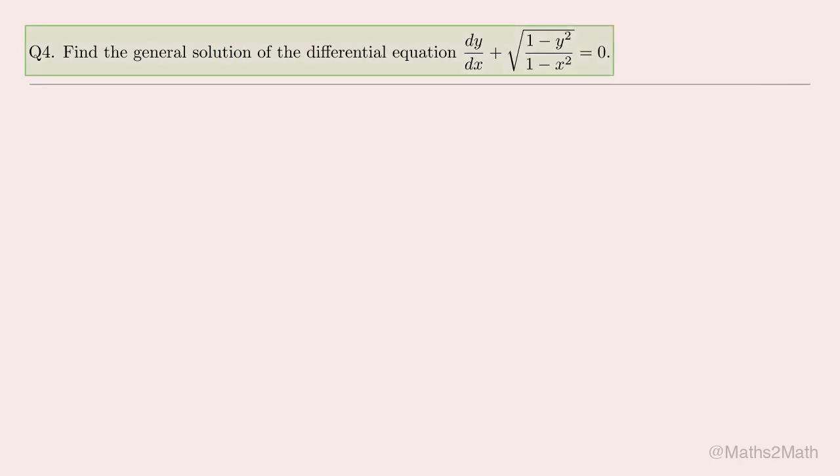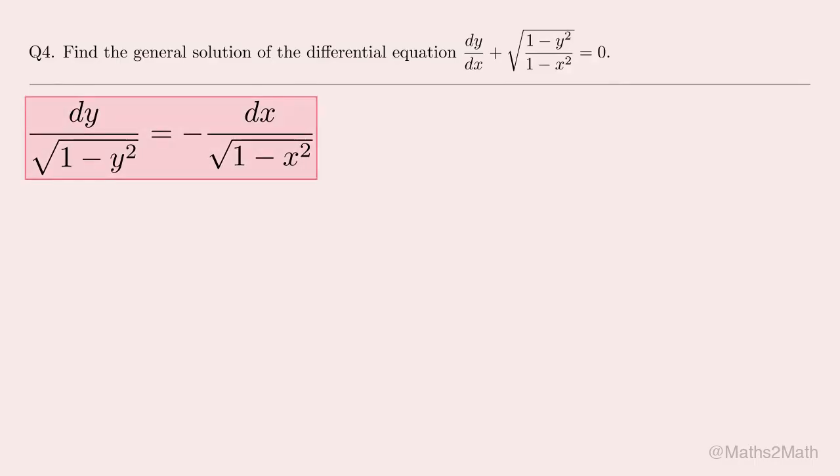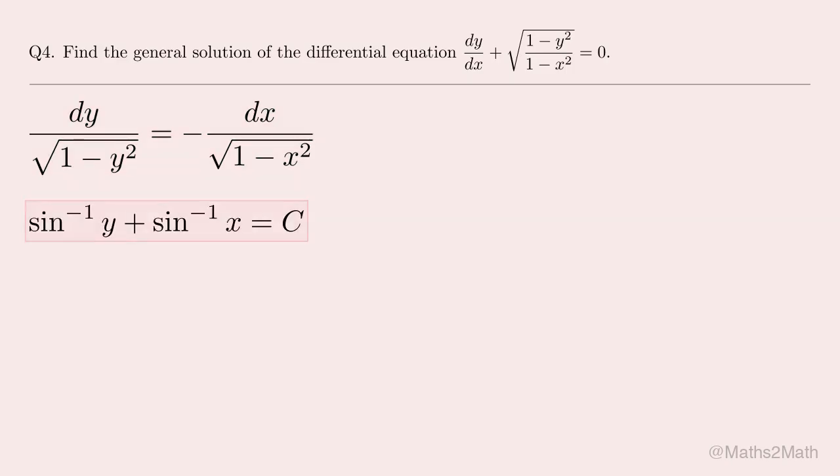Question 4. The roots split perfectly between the variables. 2 inverse sines appear. Separate dy over root 1 minus y squared equals minus dx over root 1 minus x squared. Integrate to the sum of inverse sines.